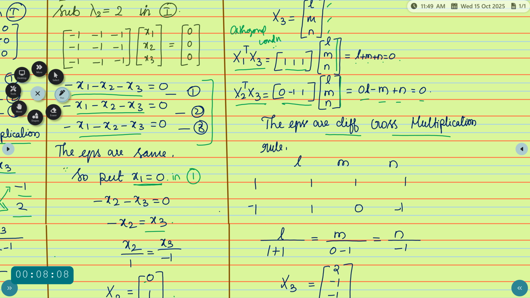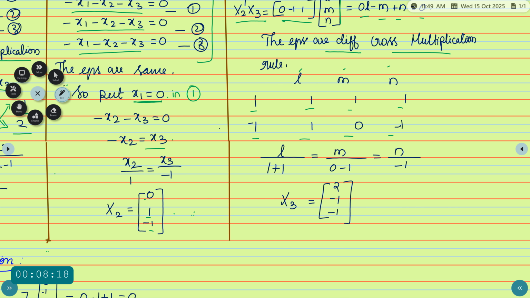So cross multiplication rule: L, M, N, then start with the middle value and end with the middle value, and the second equation coefficients we are taking. Next element value, you are cross multiplying: 1 plus 1, 0 minus 1, and 1 minus. So we are getting the x3 value as 2, minus 1, minus 1. This is the third eigenvector. This is the second eigenvector.